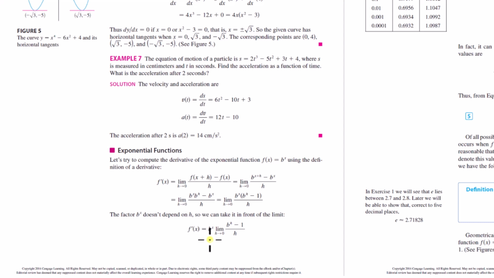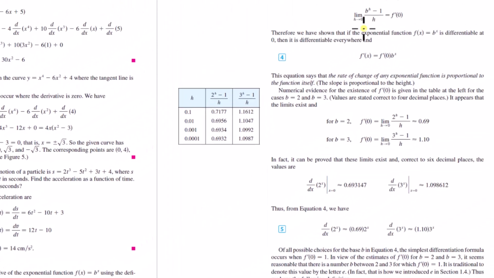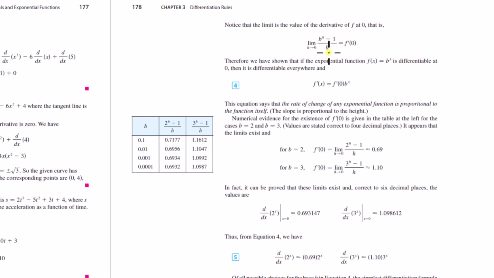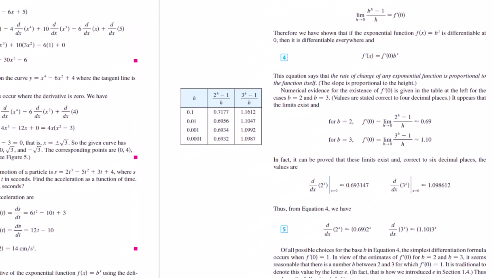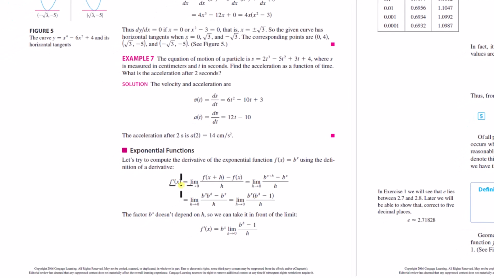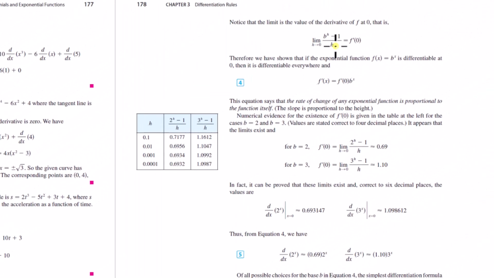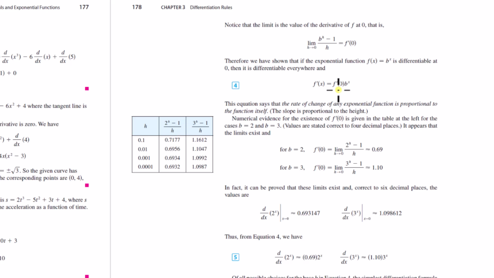And so f prime of x for an exponential function is this b to the x times this limit here, the limit as h goes to 0 of b to the h minus 1 over h. And so what we saw is if we come here, this b to the h minus 1 over h, that's f prime of 0. Because if we come back here, if we want to find f prime at 0, that's b to the 0 plus h minus b to the 0 over h, which is b to the h minus 1 over h, right? That's what this is. So f prime of x is equal to this f prime of 0 times b to the x.